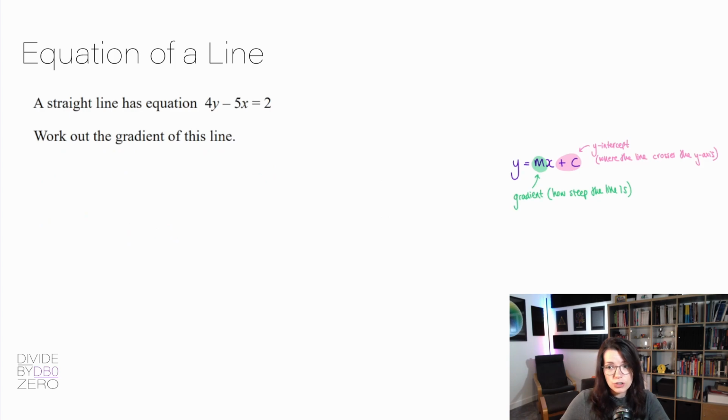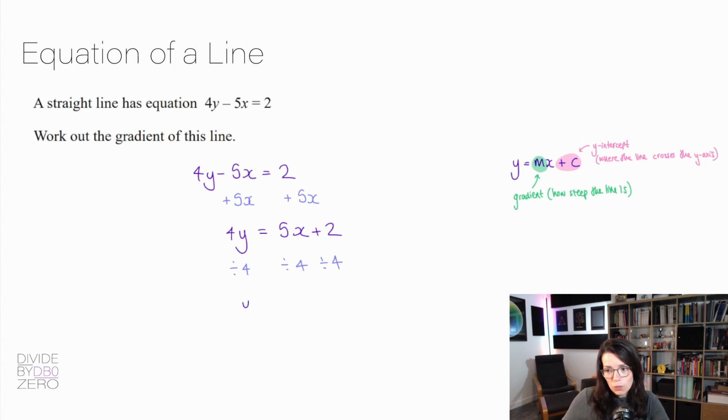Next example says a straight line has equation 4y minus 5x is equal to 2. Work out the gradient of this line. Now, we can't actually read off the gradient unless the line is in that specific form, y equals mx plus c. So the first thing we want to do is rearrange this so that it looks like y equals mx plus c. One way is to do the method where you do the same thing to both sides. So in this case, we could add 5x to both sides. That would get rid of the minus 5x there and leave us with just 4y. And on this side, we would have 5x plus 2. Then we're almost there, but we've got 4y and we actually want 1y. So we would divide everything by 4.